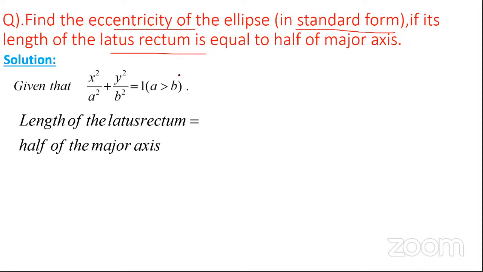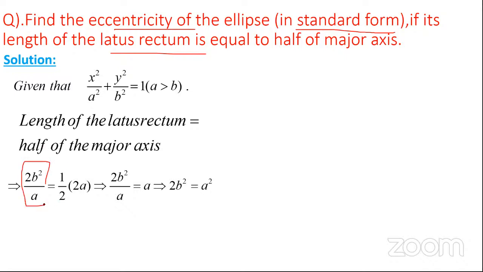What is the length of the latus rectum? That is 2b square by a, and for half of the major axis, what is the major axis? 2a. Half means 2a by 2, which is nothing but the a value. So 2b square by a equal to a. Taking a to the right side, you will get 2b square equal to a square.